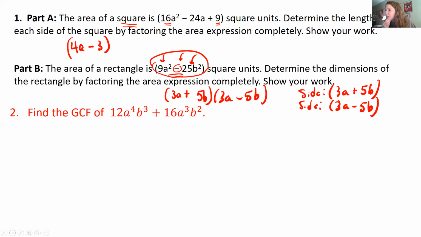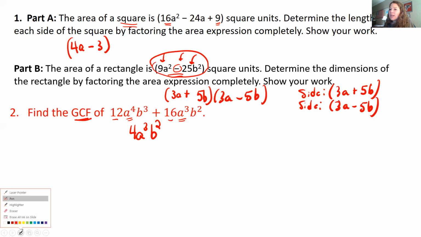All right, number 2. So it says we're going to find the greatest common factor of these two terms. So the biggest number I can divide 12 and 16 by would be what? 4. The biggest group of a's they both have in common is 3 a's, or a to the third, and the biggest group of b's is b squared. Now, I don't have to factor this because it only tells me to find the greatest common factor, but just to be sure, I want to see after I factor it, I want to make sure the two numbers left don't have any more common factors.